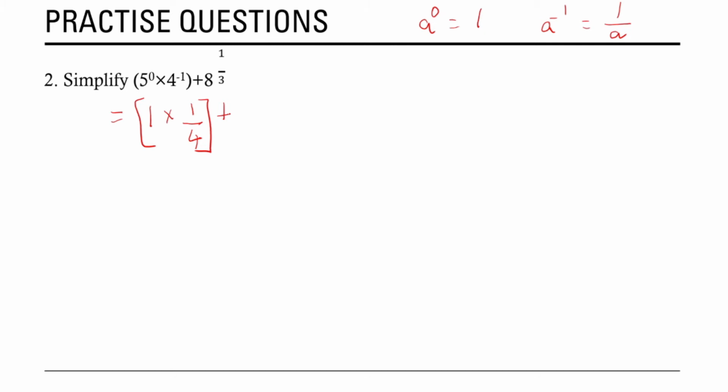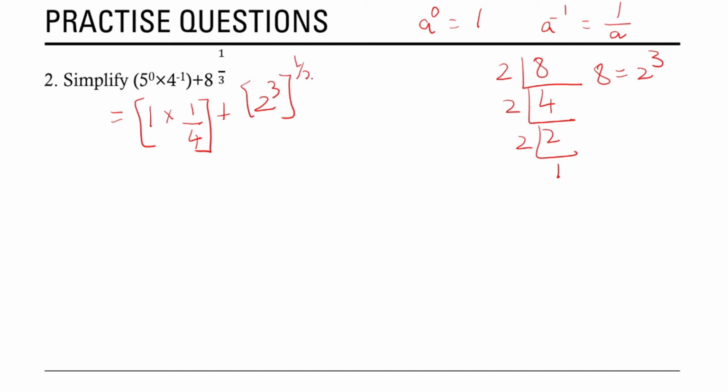I am simplifying 8. If I factorize 8, dividing it by 2 I get 4. Again I am dividing 4 by 2, I get 2. Again dividing by 2 I get 1. So the value of 8 is nothing but 2 cube. So here I get 8 raised to 1 by 3 as 2 cube the whole raised to 1 by 3. So 1 into 1 by 4 is 1 by 4 plus 2 cube the whole raised to 1 by 3.